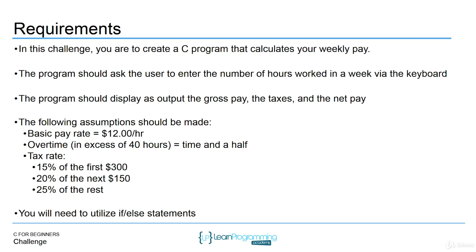So don't confuse these tax rates. The tax rates are different for each amount you make, not for the total. If you made $800, that doesn't mean you pay 25% in taxes. It means you paid $300 of that $800 at 15%, $150 of that $800 at 20%, and then $350 of the remaining at 25%. And that will force you to write if-else statements. So I wanted to make that clear as far as the output and what we're looking for.